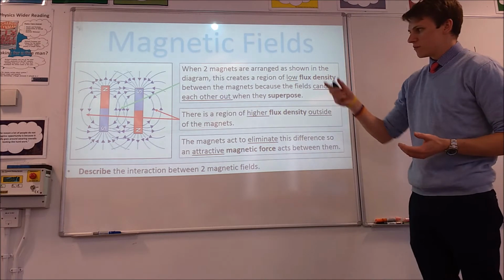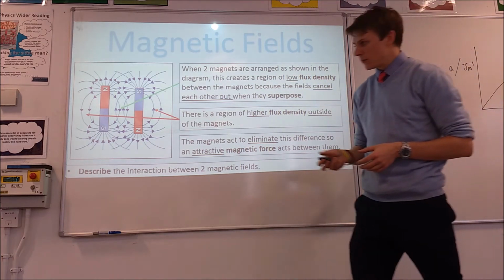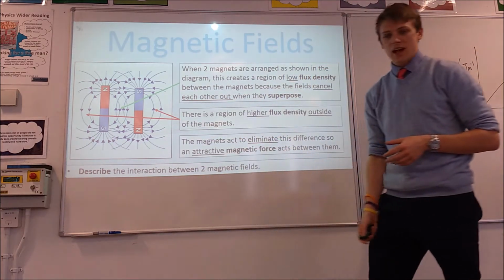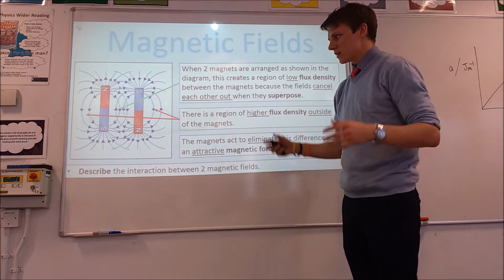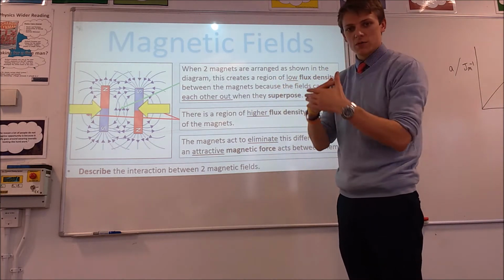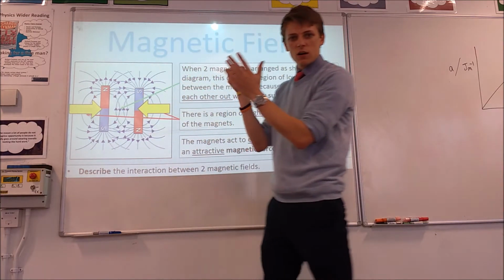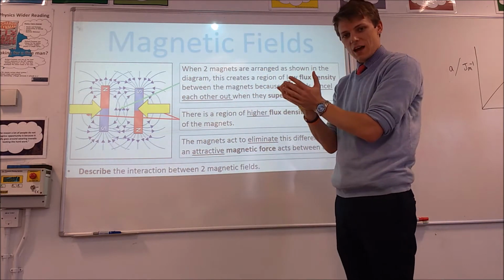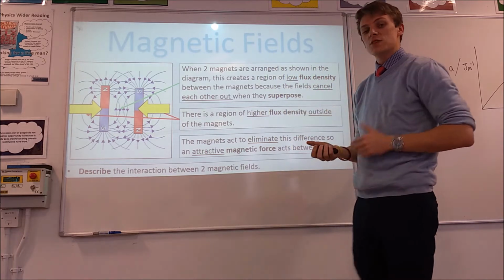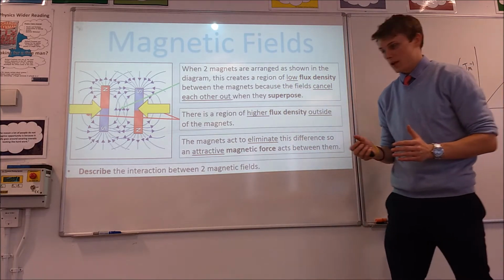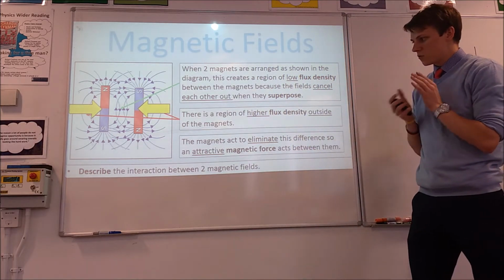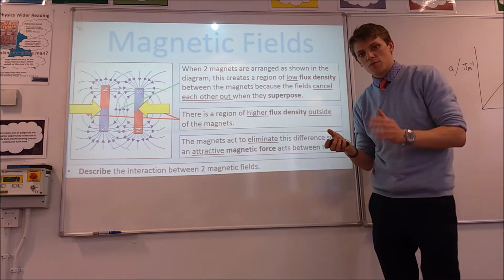So you get a region of very low flux density in the middle and a region of higher flux density outside. So what that's going to do is act to push them closer together, to go from high to low, so when they come in contact with each other, that evens out the magnetic field and you get rid of that difference there. So that's generally speaking what's going on with two magnets.